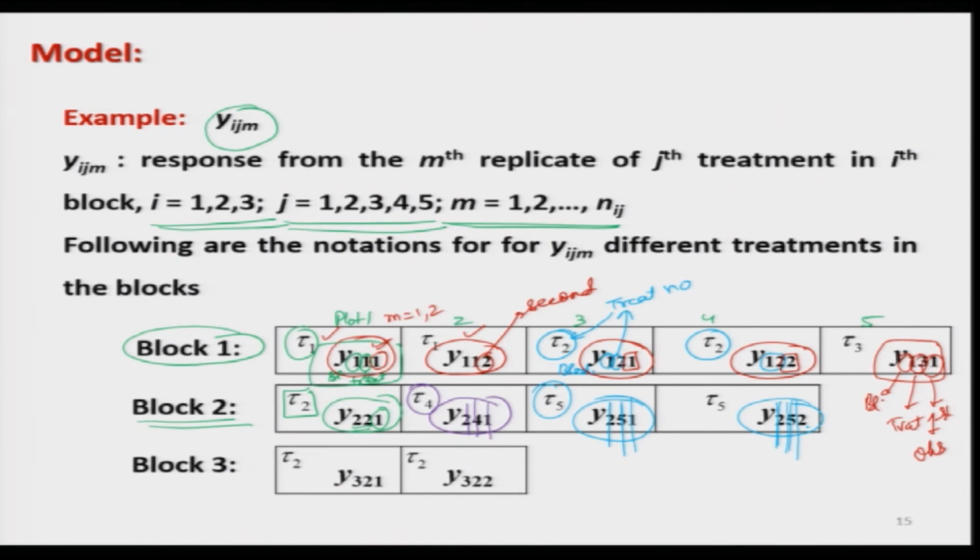And similarly, it is not difficult at all for you to see what y321 and y322 are. That is indicating that these are the observations from block number 3, on treatment number 2, and this is the first observation and this is the second observation in plot number 1 and 2 respectively. So, now you can see these observations can be indicated by these symbols using the 3 subscripts, and you can interpret them very easily.